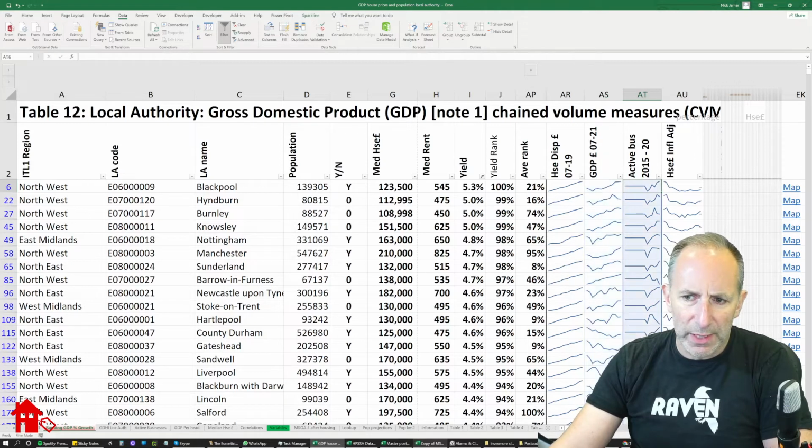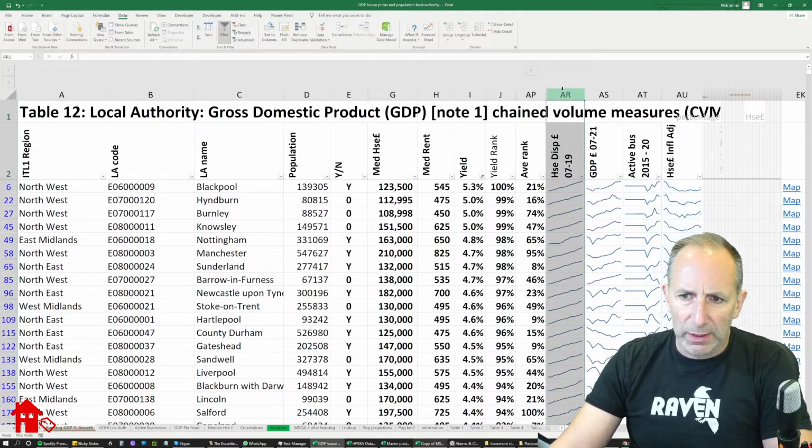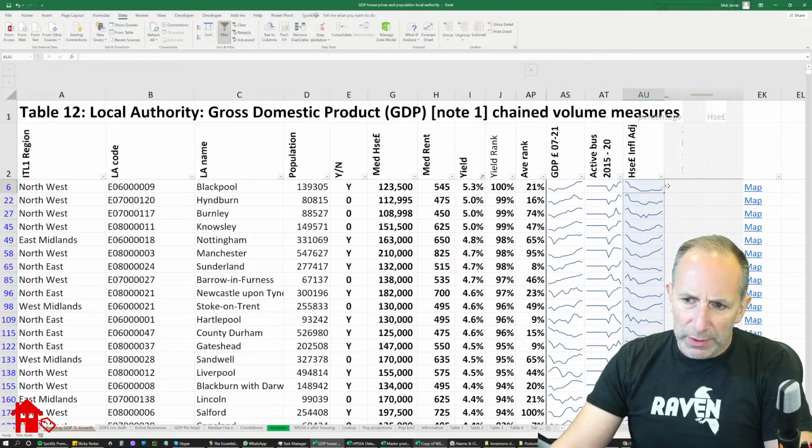And this one is the active businesses. So per local authority, number of active businesses over time going from 2015, as you see. And then finally, this one is, I'll hide this because it's not very useful. This one is house price inflation. And we can see that GDP is going up. That's good. House price inflation, it's gone flat.